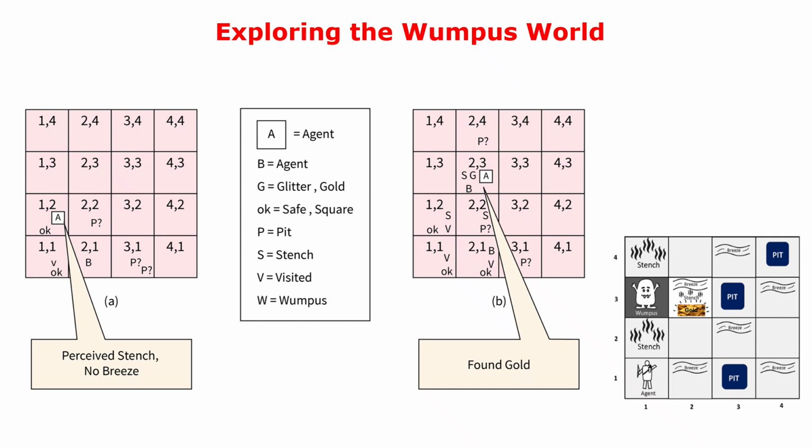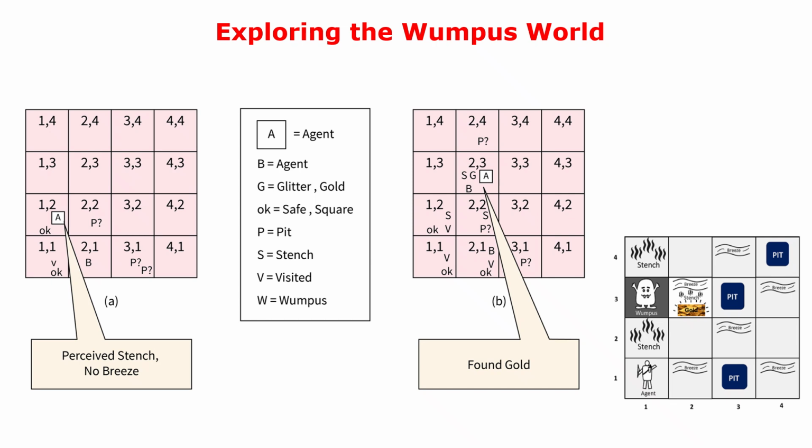We have already visited the places 1 comma 1 and 2 comma 1. If breeze is there, surely either at 2 comma 2 or 3 comma 1 there will be a chance of a pit. So again it has been reverted back to 1 comma 1, and here it has moved to 1 comma 2. Since at 1 comma 2 there is a possibility of stench, surely either 1 comma 3 or 2 comma 2 will have a Wumpus.